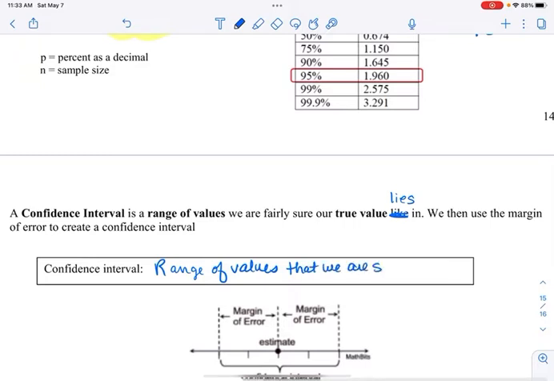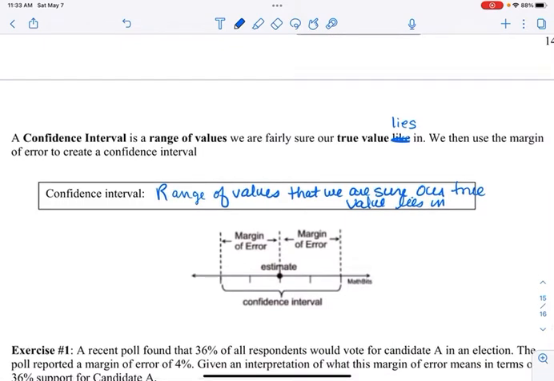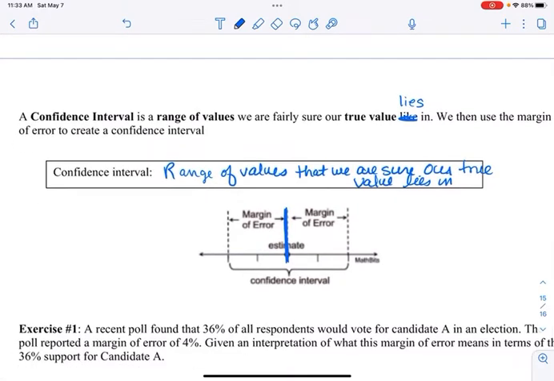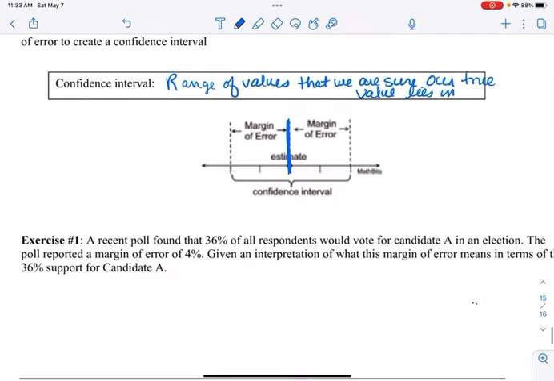And I'll give you an example so this makes sense. Just so you can see a picture. So we have our estimate right here in the middle. We have our margin of error to the left and to the right. And the confidence interval is that whole thing, the range of values that we are sure our true value lies in.